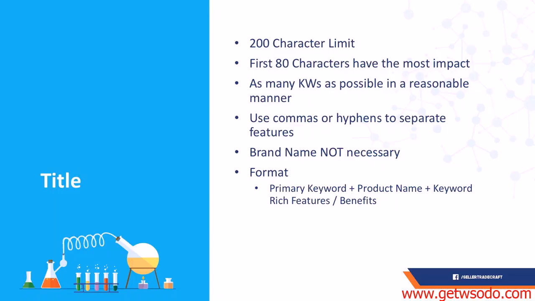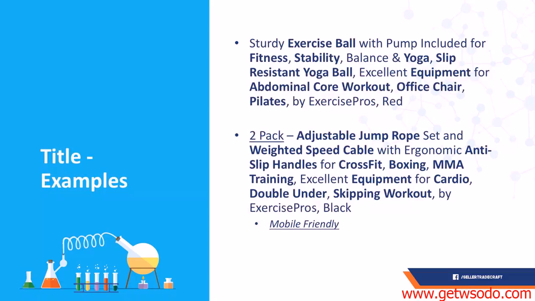Within reason, of course. So to give you a sense of what that looks like, let's go to the next slide. Here, I provided for you 2 specific examples that I personally wrote, going back to the exercise ball example. Now, in the first one, you'll see I've bolded all the specific primary keywords that are really relevant to the product itself. So I have exercise ball, fitness, stability, yoga, slip resistant yoga ball, equipment, abdominal core workout, office chair, Pilates. Let's read it all out.